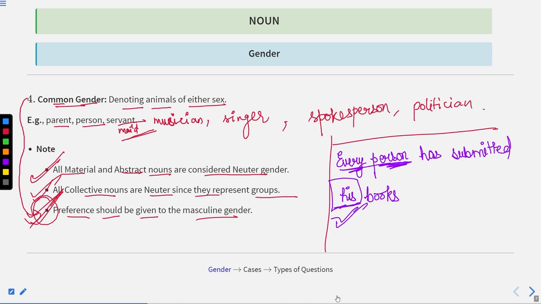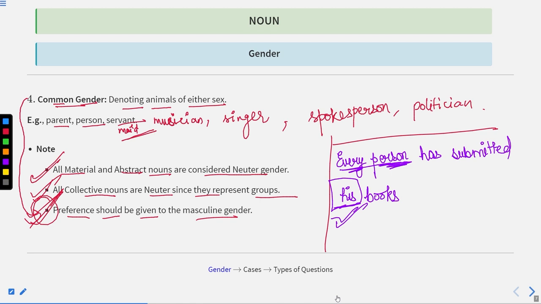However, if you know well which student you are talking about, you can use the gender likewise. For example, if there are only girls at school and you are talking about the fees of those girls, there you can say every student has submitted her fees, because the students are only girls over there.